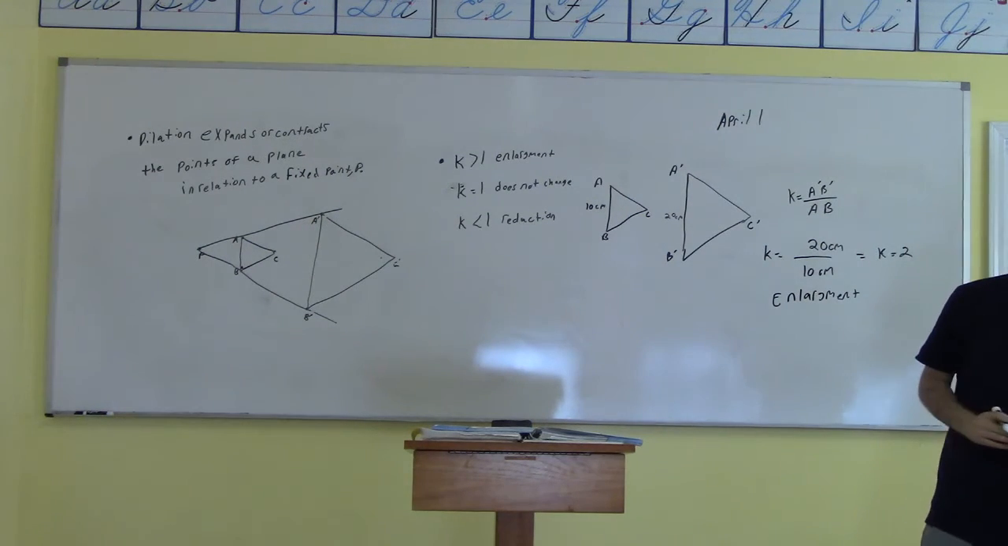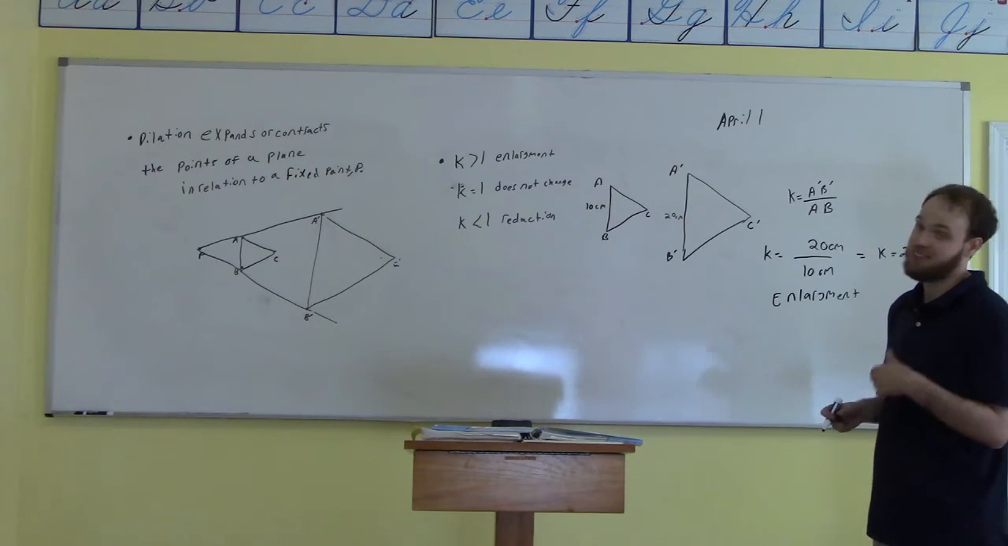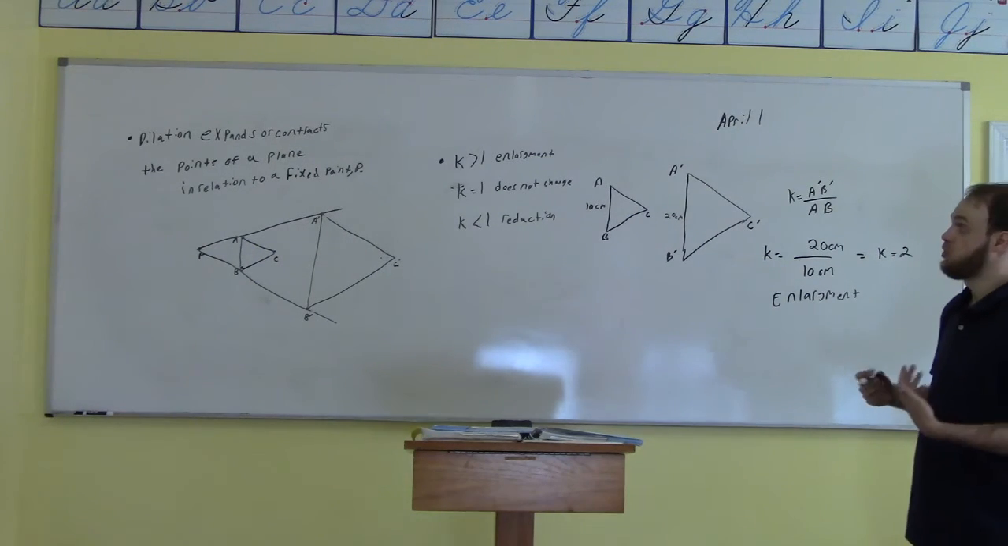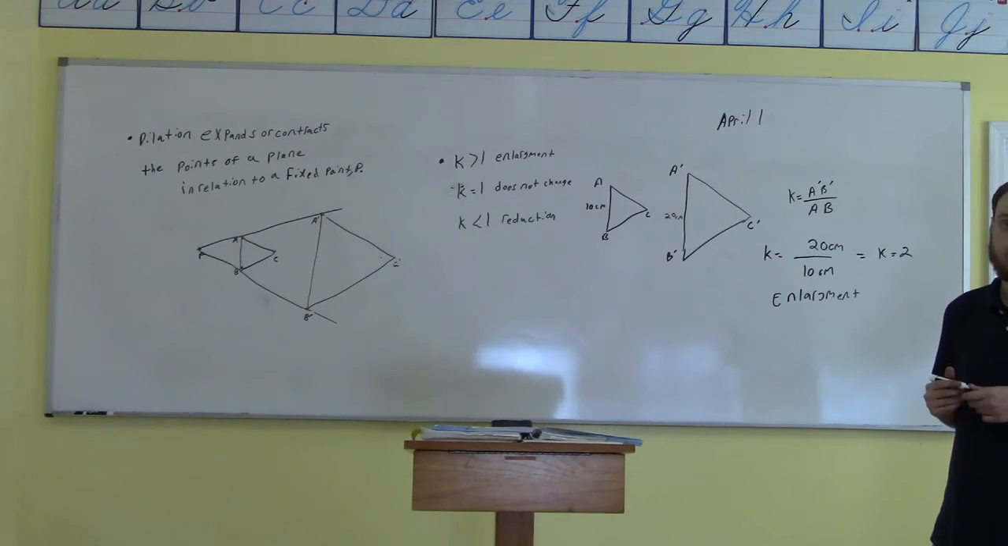So if K is greater than 1, it's an enlargement. If K is less than 1, it's a reduction. And if K is equal to 1, that means the two images did not change. That is essentially how we're going to work through those.